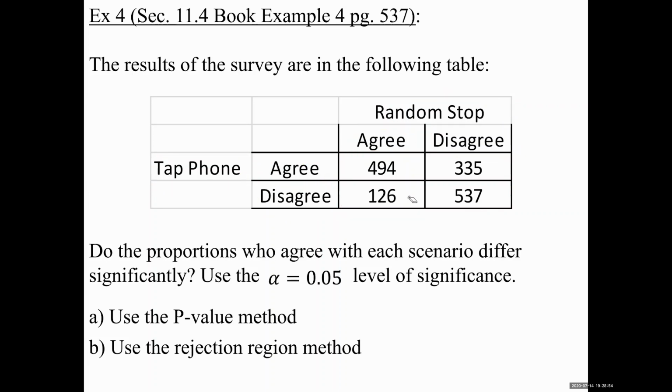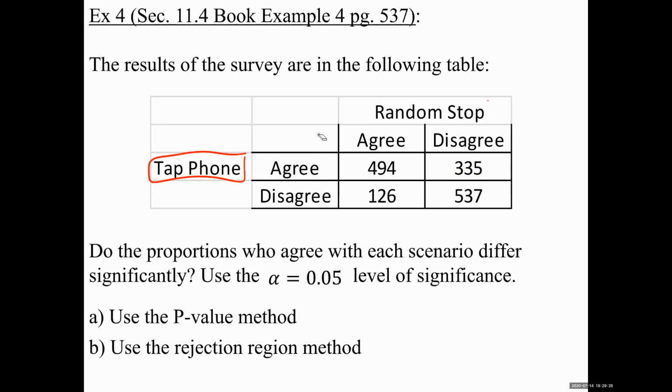Okay, so let me make sure you guys understand. This 494 people said, I agree it's okay to randomly stop and search people, and I also agree that it's okay to tap phones. So they said yes to both questions. Let's do one more. If I say this number, for example, 335 people said no, it's not okay to randomly stop and search people, but yes, it is okay to tap people's phones. So they said no to the first question, yes to the second one.